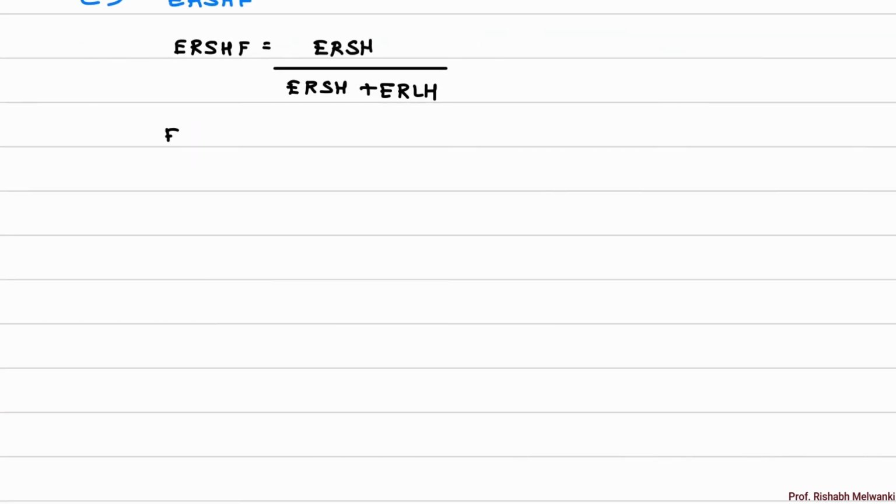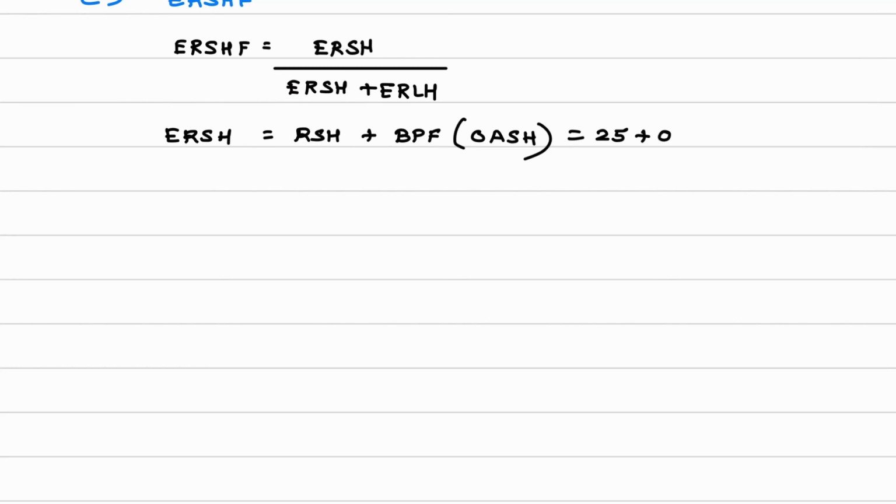Effective room sensible heat is equal to room sensible heat plus bypass factor, which is 0.15, multiplied by outside air sensible heat. This value will be 25 plus bypass factor 0.15 into outside air sensible heat, which is 6.848. So ERSH is equal to 26.02 kilowatt.